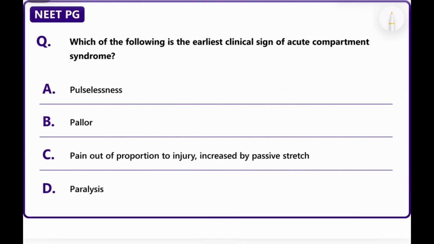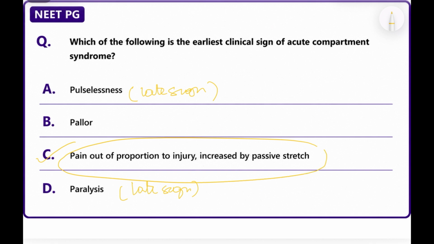Which of the following is the earliest clinical sign of acute compartment syndrome? In this question, pulselessness is a late sign, and paralysis is also a late sign, and pallor also, a little. I can't say it as late, but the earliest, I'll be telling you, is pain out of proportion to the injury, which is increased by passive stretch. So this should be your earliest clinical sign, and this should be your answer.